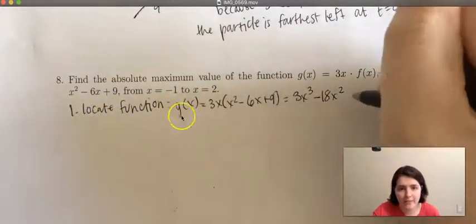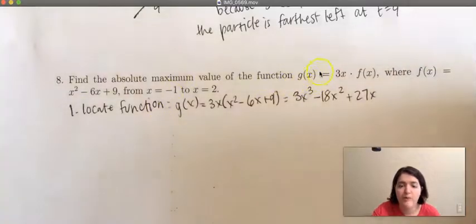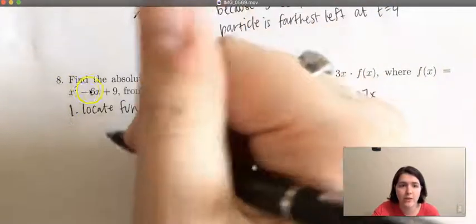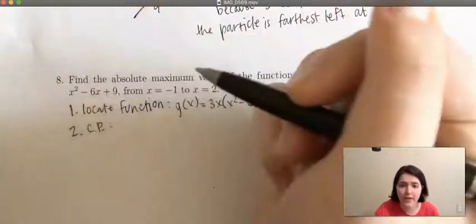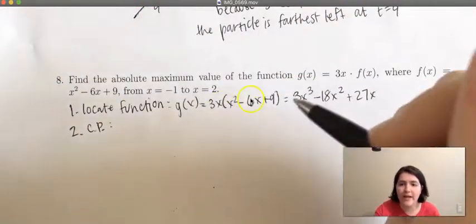So we're locating our function. So the function would be g, because that's the question. So it's saying find the absolute maximum for g. So g is our locate. And for g, we were given this, and we were given f of x. So here I'm just writing it out. We're doing 3x times f of x, and here's f of x.